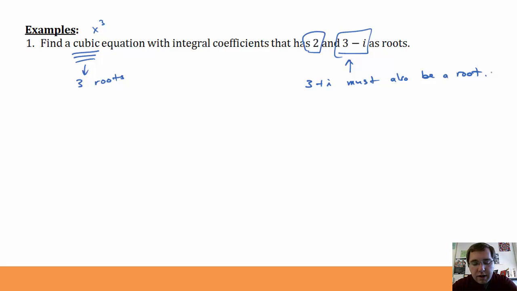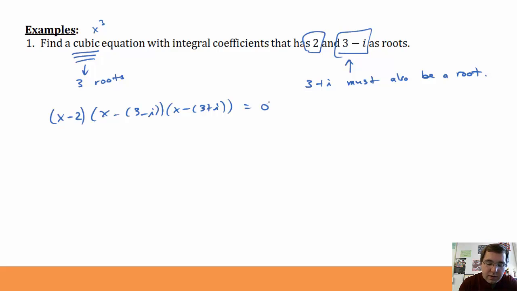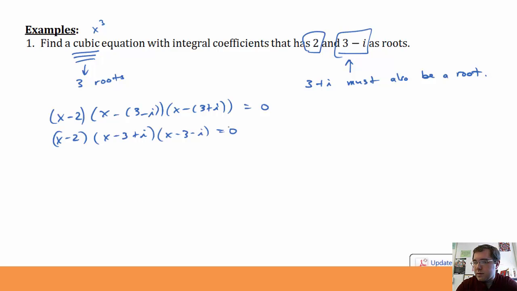Okay? So how do I use the roots to find an equation? Well, I take x minus each of my roots. So I'll take x minus 2. If 2 is a root, then x minus 2 must be a factor. I'll take x minus 3 minus i, and I'll take x minus 3 plus i. And that must equal 0 if these are going to be roots. Okay? So x minus 2, let's just simplify in here. x minus 3 minus i is x minus 3 plus i, because I distribute that first minus sign, times x minus 3 minus i. That equals 0.